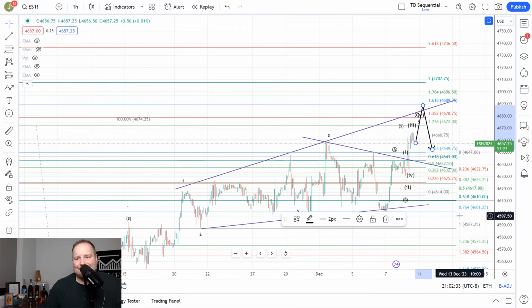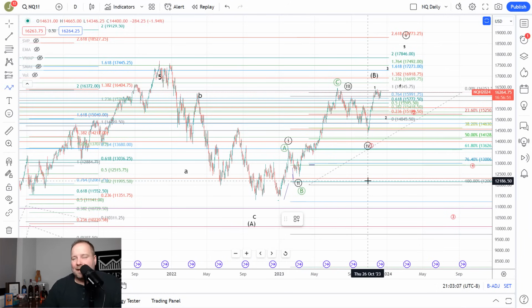We want to see that and then a break of that all the way down toward the 4550 area in pretty strong selling, because this diagonal should sell off pretty hard once it completes. Over on the NASDAQ. Okay, so this is the daily futures chart for the NASDAQ.